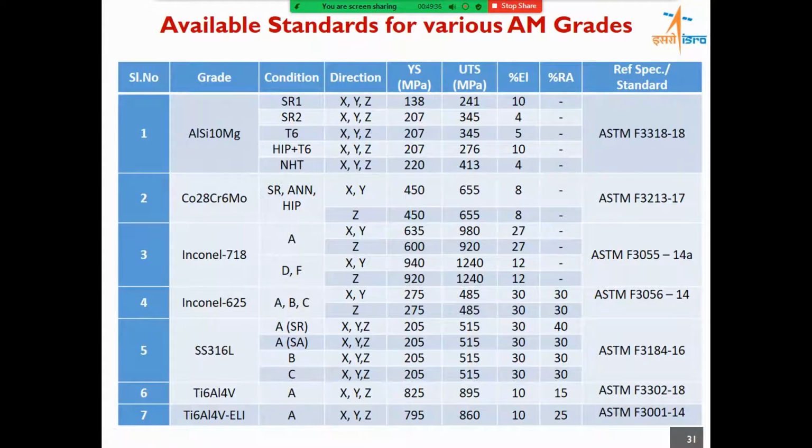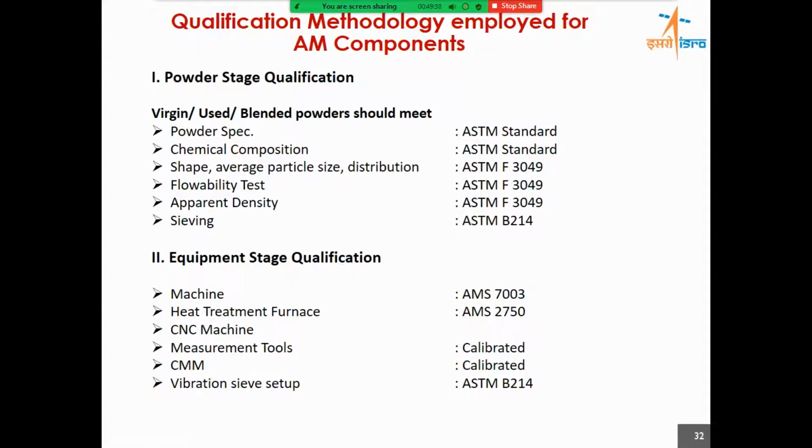So coming to the qualification methodology employed for different additive manufactured components, we start this qualification right from the powder stage, because the quality of the input material is going to govern the quality of the final product that we make out of it. So for this powder specification, there are different ASTM standards, as I mentioned: the chemical composition, shape, size, all these are mentioned in ASTM F3049.